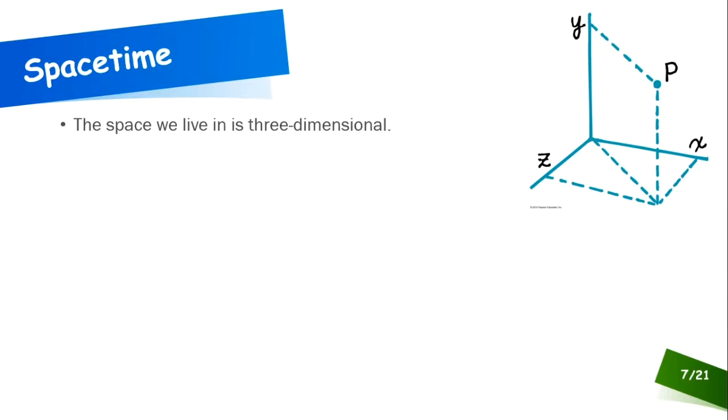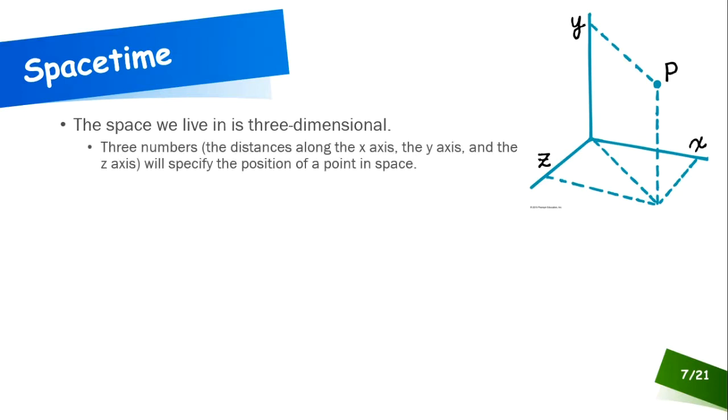This gives us the concept of space-time. The space we live in is three-dimensional, so we could actually use three numbers, which basically represent distances along three perpendicular axes, which we label x, y, and z, and we can use this to specify the position of any point in space. So we're going to go some distance along the x-axis, and then we'll go some distance parallel with the y-axis, and then some distance parallel with the z-axis to arrive at a specific point in space. So 3 numbers can define or specify the position of any point in space.